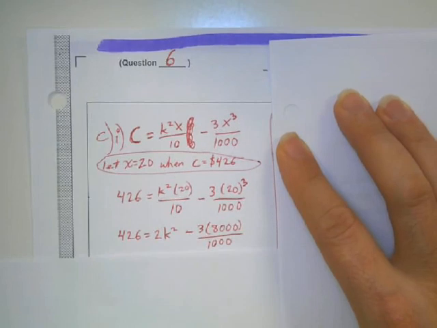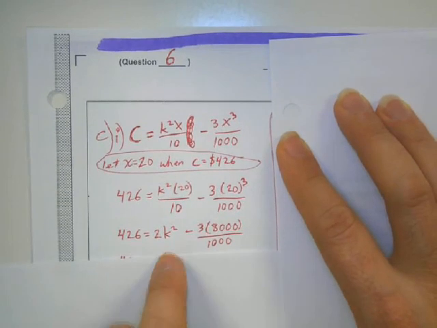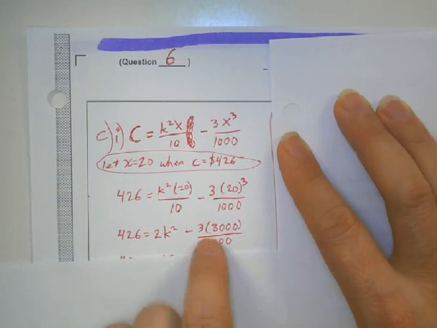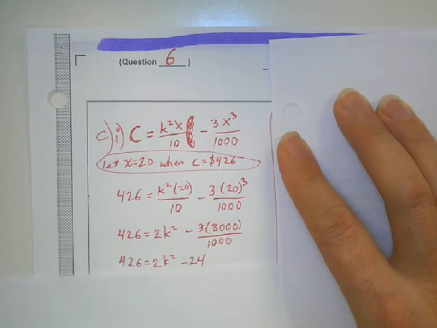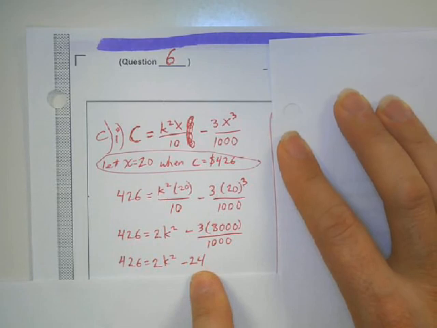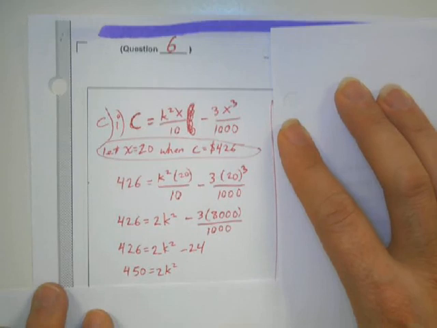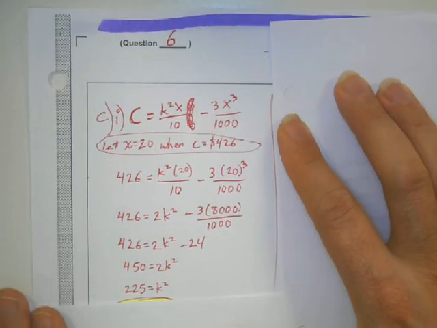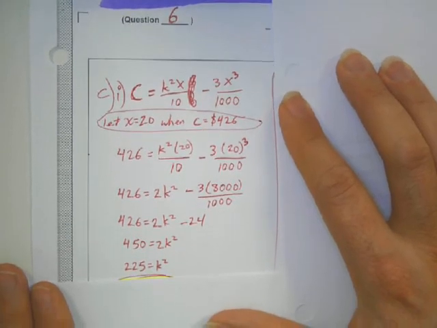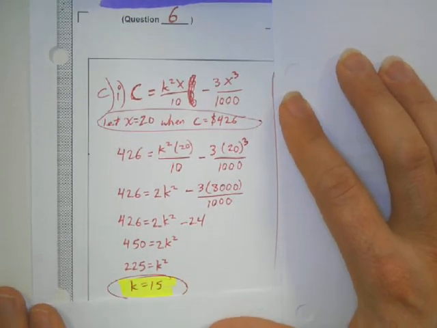Okay, well 20 cubed is 8,000, and 20 over 10 is 2, right? So then I say, okay, well 8,000 divided by 1,000, that's going to give me 8, and 8 times 3 is 24. So now we've got this, and then we can add 24 on both sides, and we get this, and divide both sides by 2. I get that, and take the square root, and we get k equals 15.